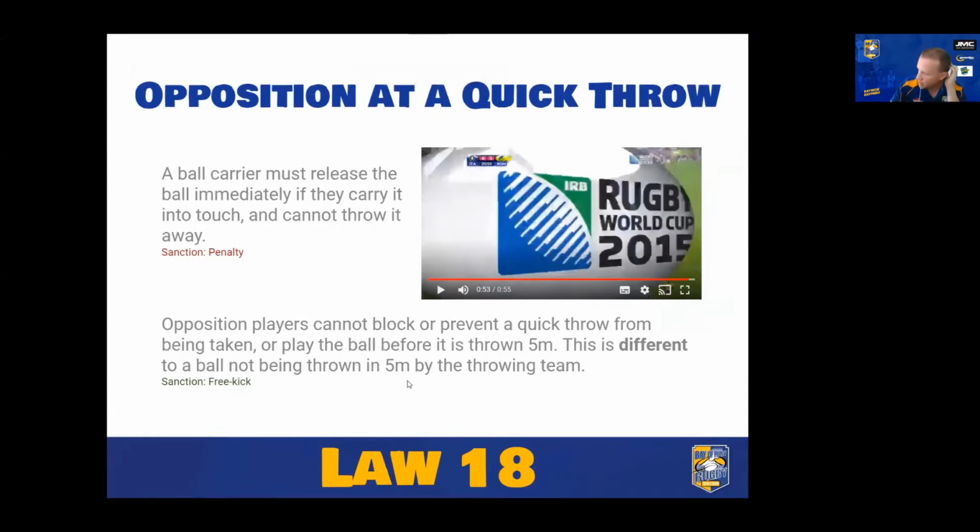Also, if an opposition player doesn't release the ball to enable a quick throw being taken, then that is a penalisable offence. Penalties are taken 15 metres in from touch.